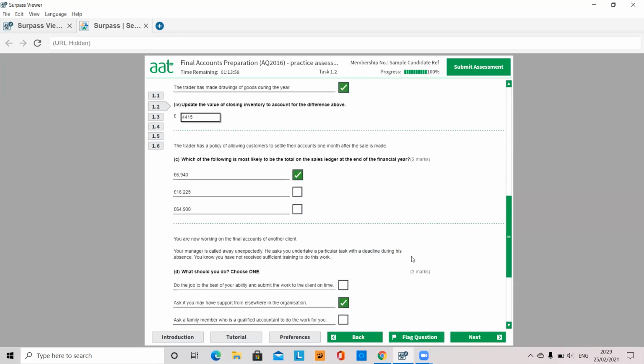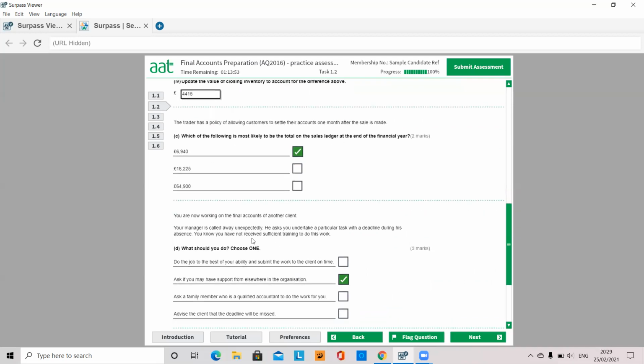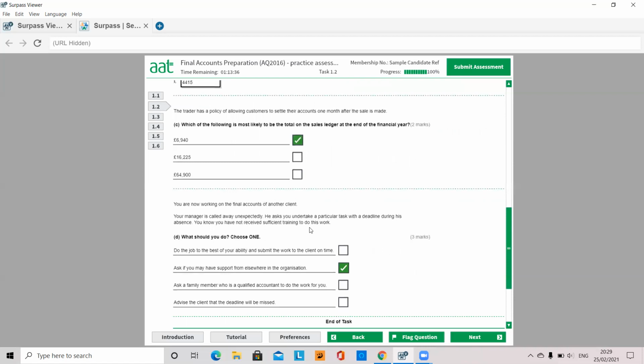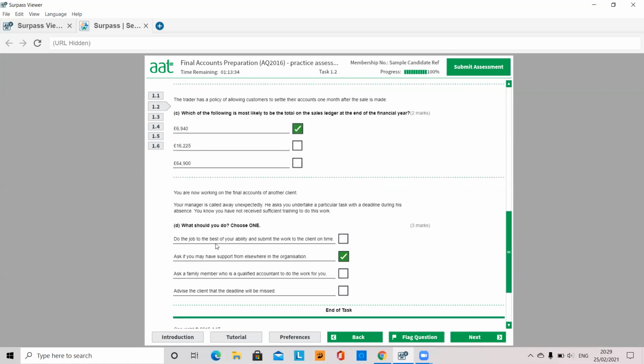Okay. And the next one says, you're now working on the final accounts of another client. So your manager is called away unexpectedly. He's asked you to undertake a particular task with a deadline during his absence. You've not received any sufficient training to do this. Okay. So again, let's say you're working on the final accounts of another client, and your manager's gone away, so would you do the job to the best of your ability and submit the work to the client on time? No, because it could be wrong, so that's most definitely not the case.